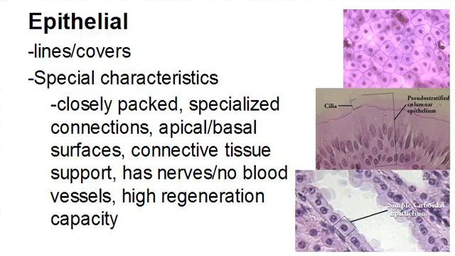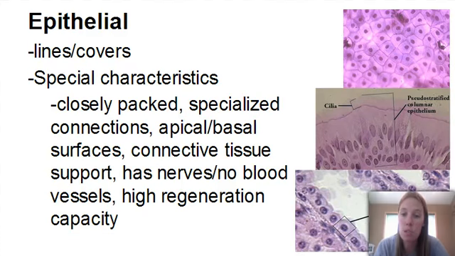The connective tissue is also very important because these tissues do not have blood vessels within them. They are able to get their nutrients from that connective tissue. But these tissues do have nerves that allow them to sense their environment. And another benefit is that they have a high regeneration capacity. They're able to replace themselves.